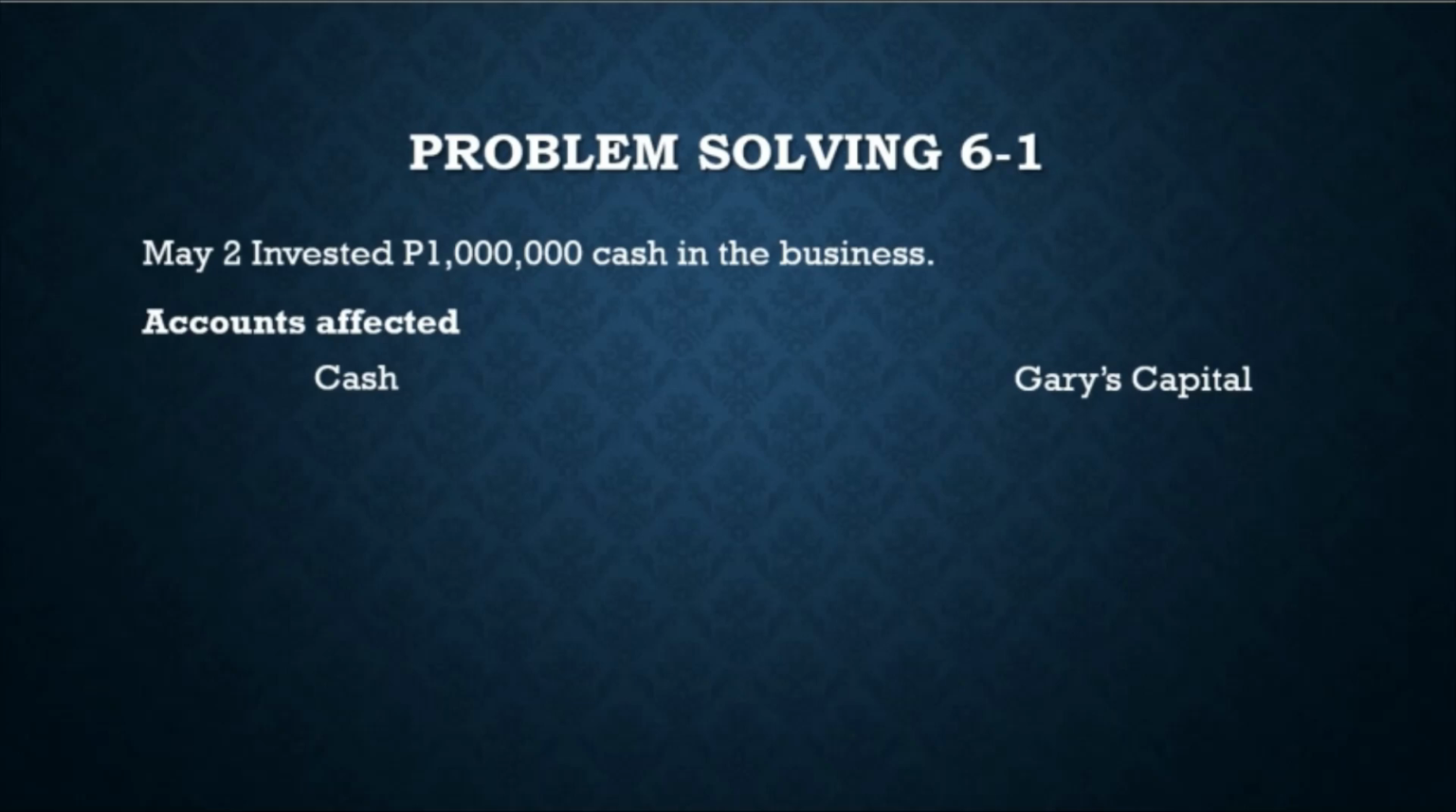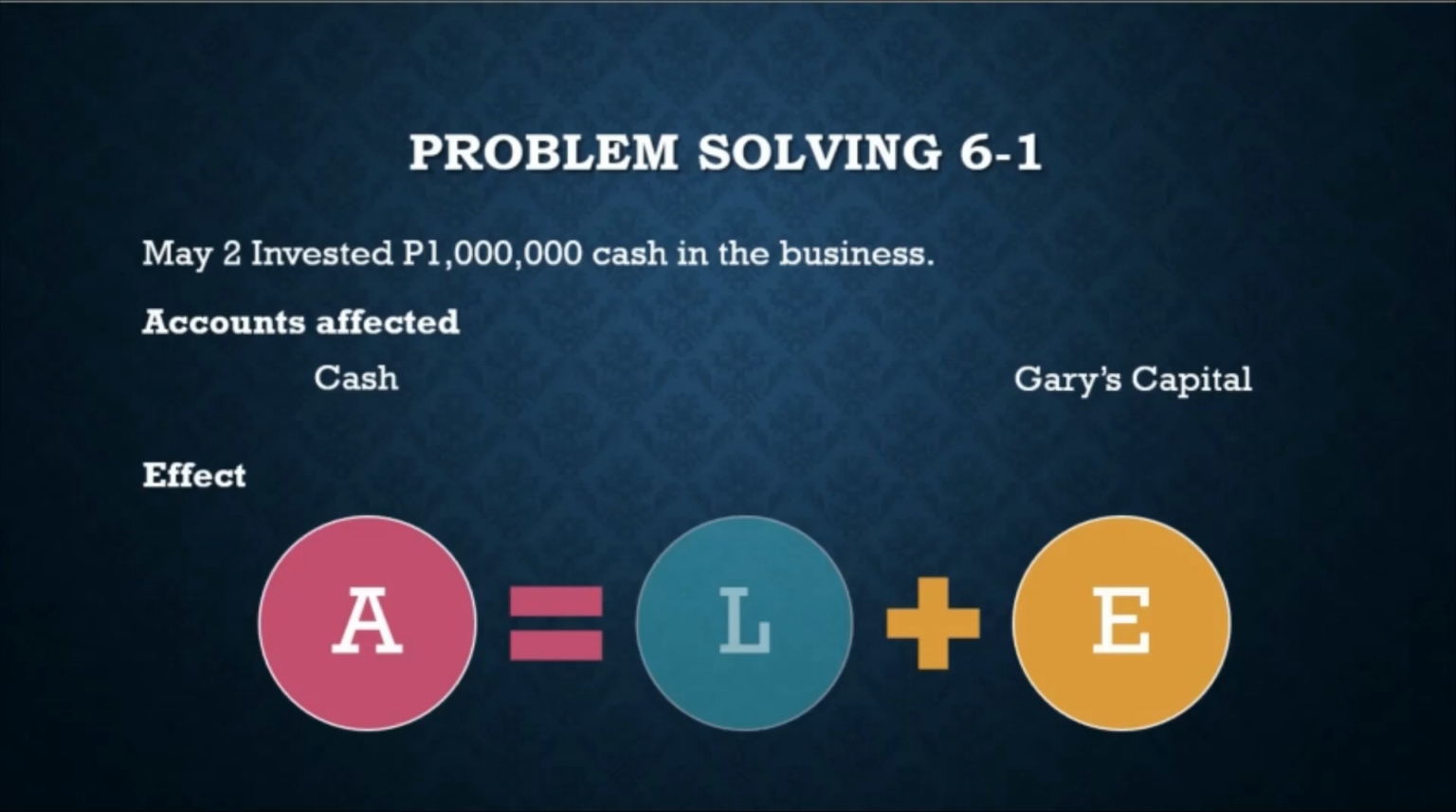So after na malaman natin yung accounts affected, next naman na gagawin natin is to determine the effect of the transaction. So since alam naman natin na yung accounts affected ay cash and capital, walang magiging effect sa ating liabilities. Then ang business ay naka-receive ng cash, so ibig sabihin, asset will increase. Then, yung amount na na-receive ni business represent investment ni owner. So, yung capital will also increase.